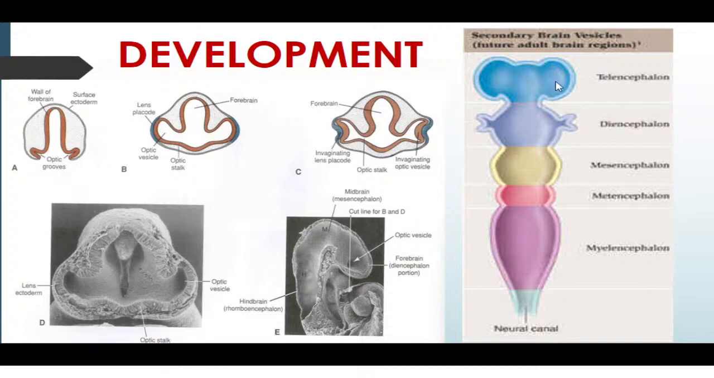What is it? This is a result of organic morphogenesis, neurogenesis of the brain, and from the three brain vesicles, hindbrain, midbrain, and forebrain, we have five vesicles: myelencephalon, metencephalon, mesencephalon, diencephalon, and telencephalon.